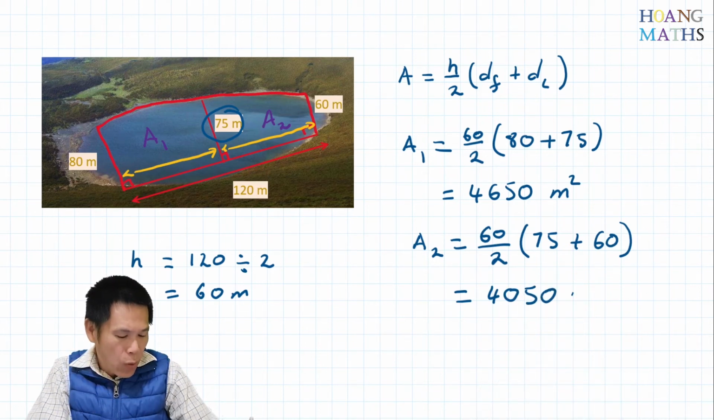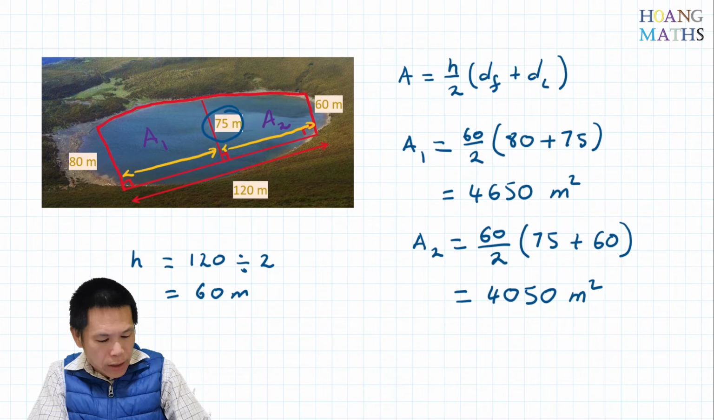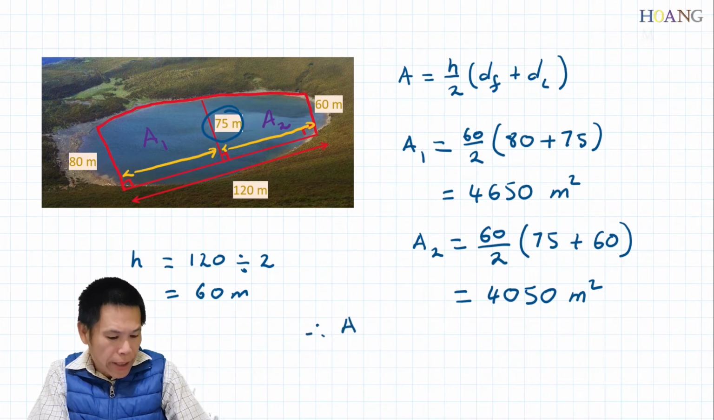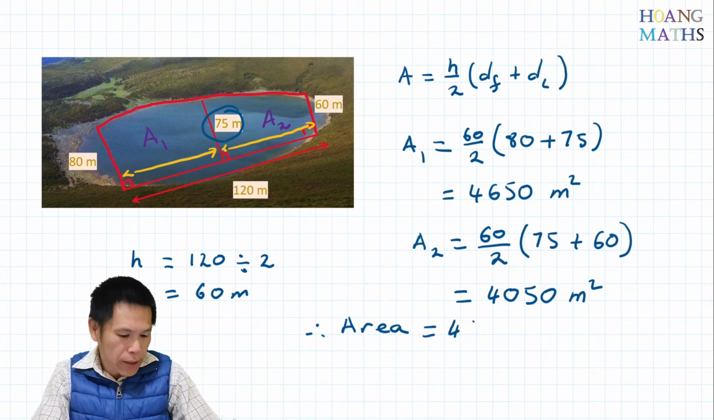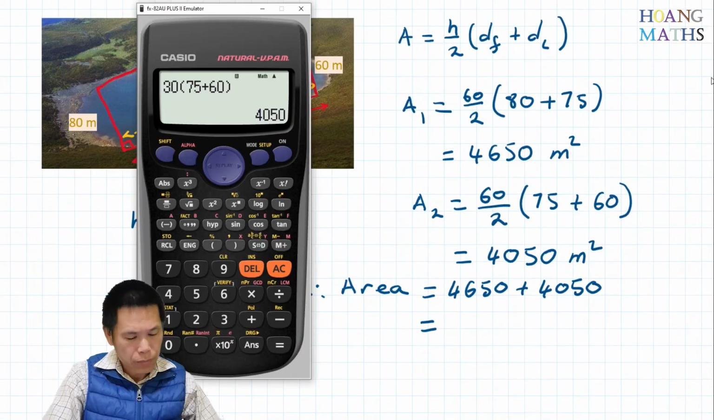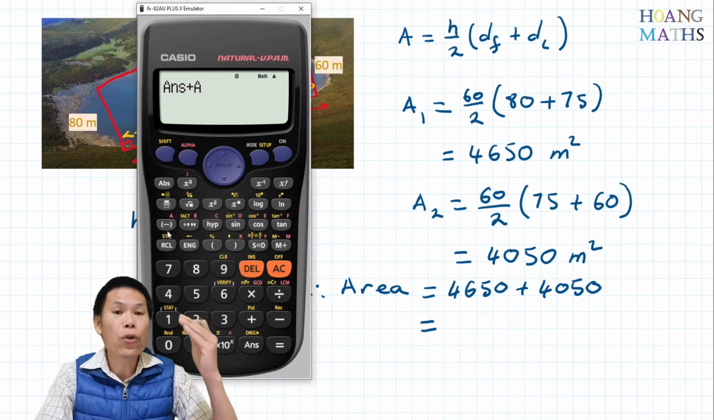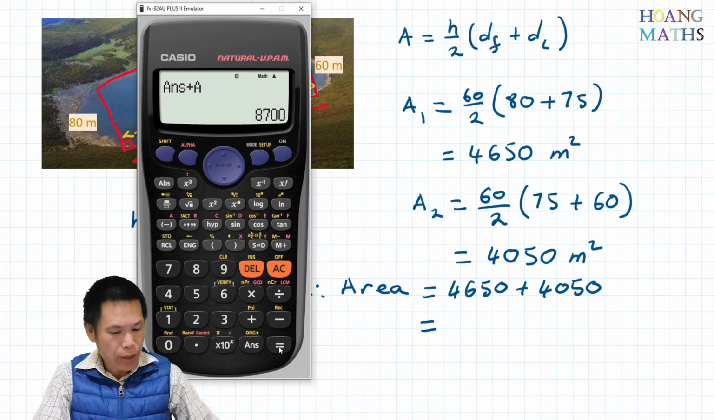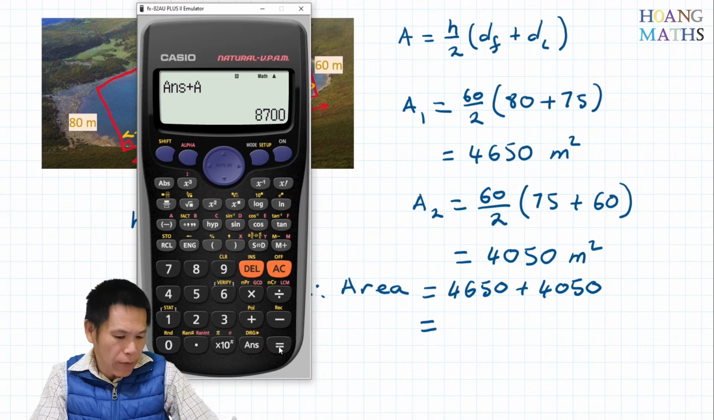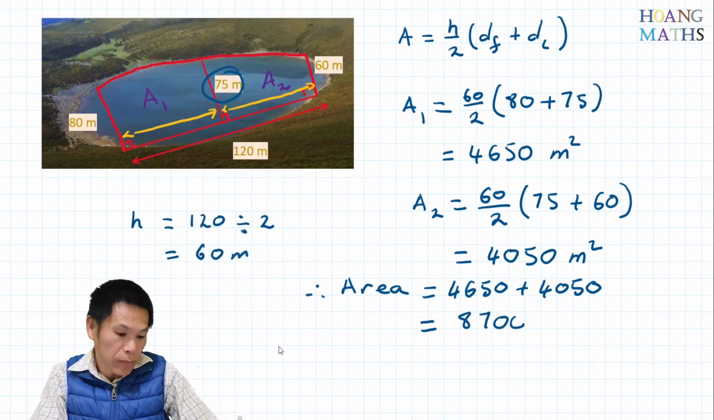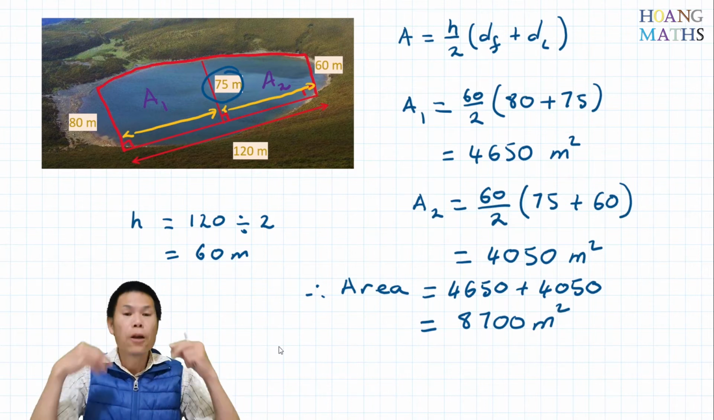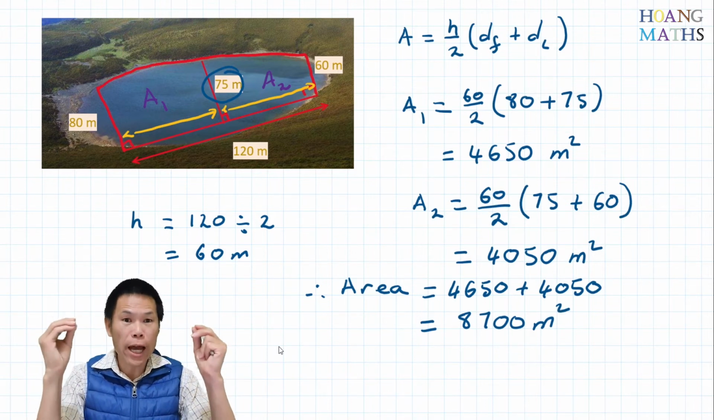4,050 square meters. So now I just write: therefore, area of the lake, just area, is equal to 4,650. We add 4,050. So I just go answer plus alpha A, because I already stored 4,650 in memory A. So that will give me 8,700 square meters. There you go. So this is the area of the lake.